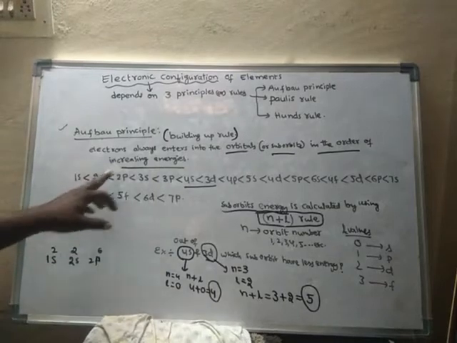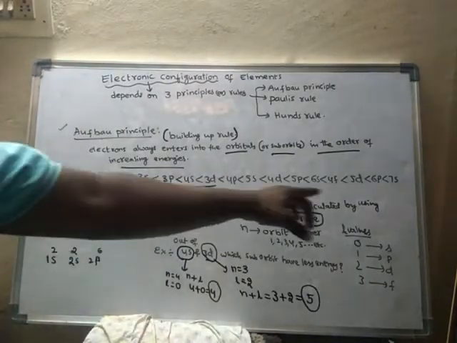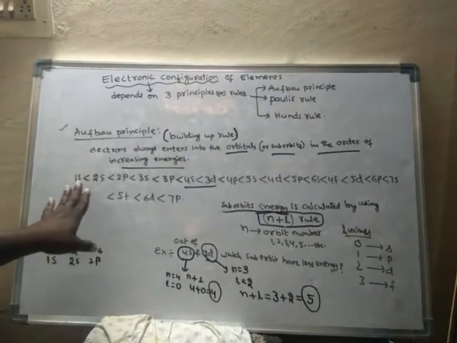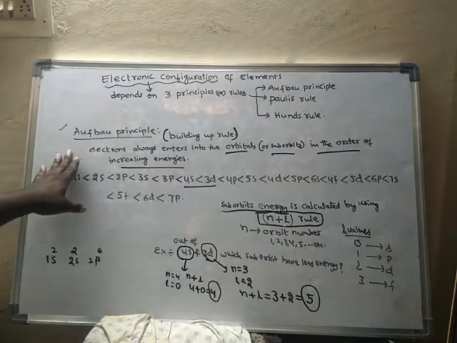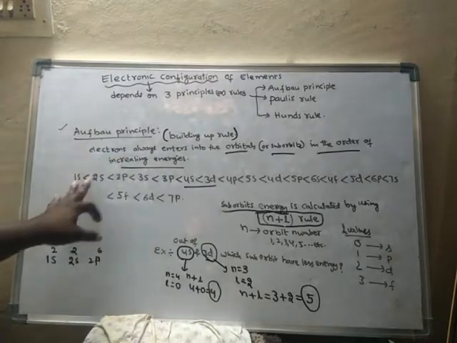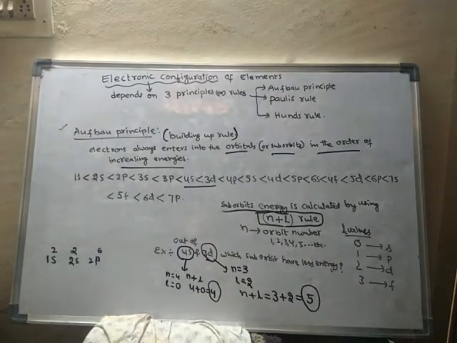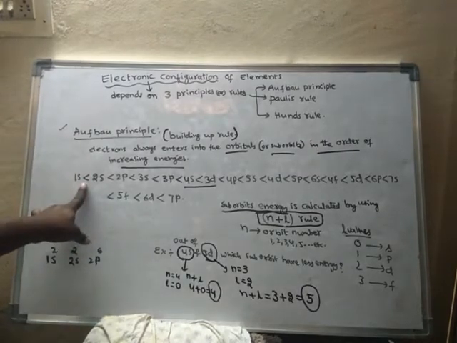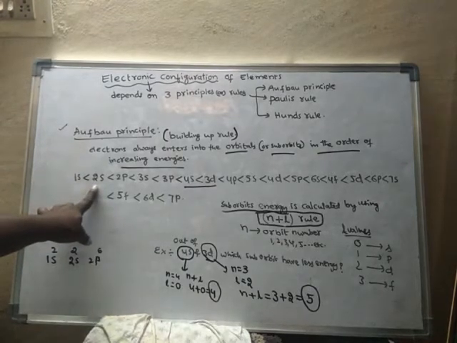So here suborbits are arranged according to increasing order of their energies. Then only electrons will enter into the lower energy. Always remember that electrons always enter into the lowest energy available suborbit. So when these two suborbits are available, the electron always enters into 1s. After filling of 1s only, the electron will enter into 2s, like this.